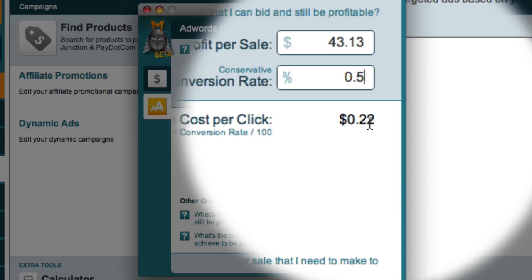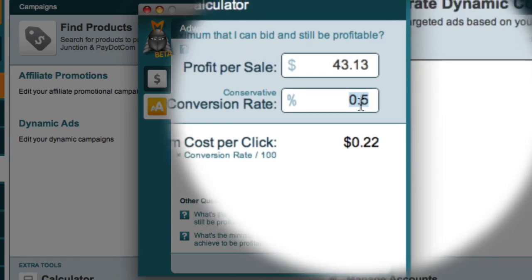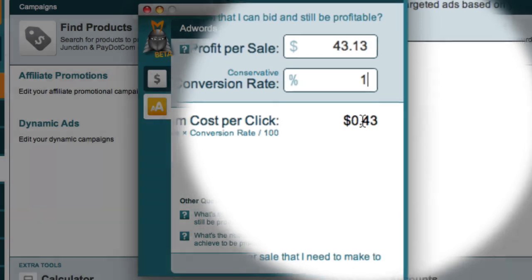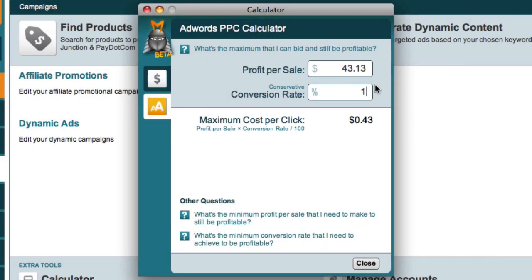You'll notice that if the website actually has a 1% conversion rate, then my maximum break-even bid jumps to 43 cents. So just to reiterate, when I have a product that I'm interested in promoting and I know what my profit per sale will be, I can enter a conservative conversion rate to get an idea of the maximum amount I should bid for a keyword to ensure that I always break even.